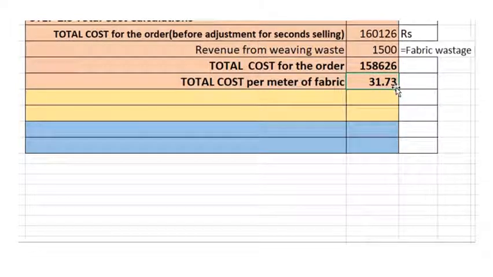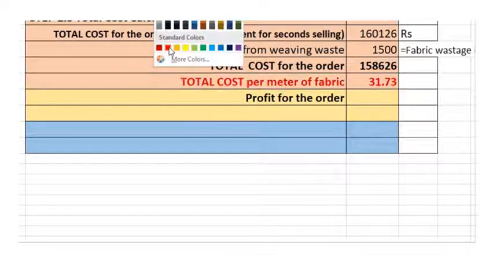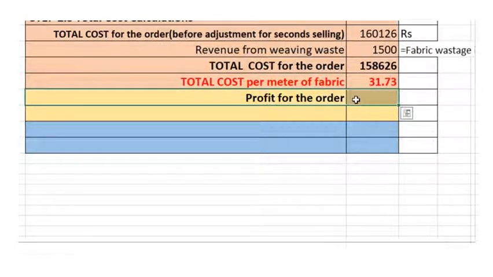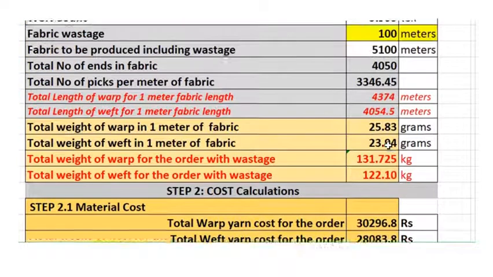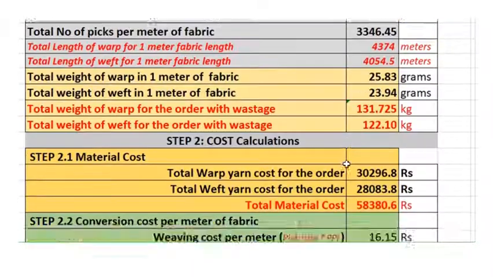So the cost for the wastages cannot be charged, we cannot incur those costs. It has to be given to the supplier. So we are dividing here by 5,000 to find the actual cost to produce 1 meter of fabric, because it has its wastages. Next is the profit for the total order. This is for per meter, and profit for the total order is this value into profit percentage, which is 15%.